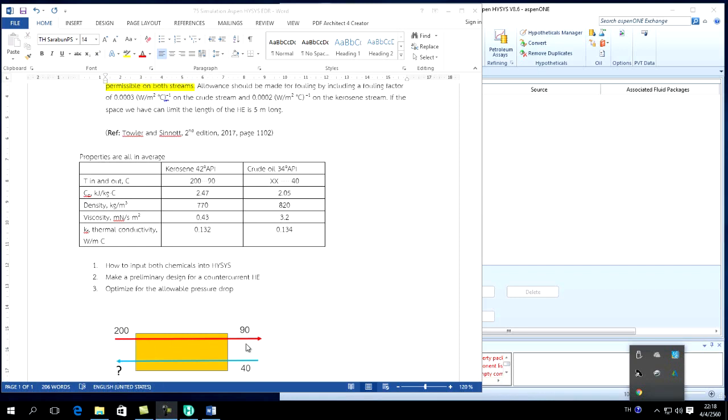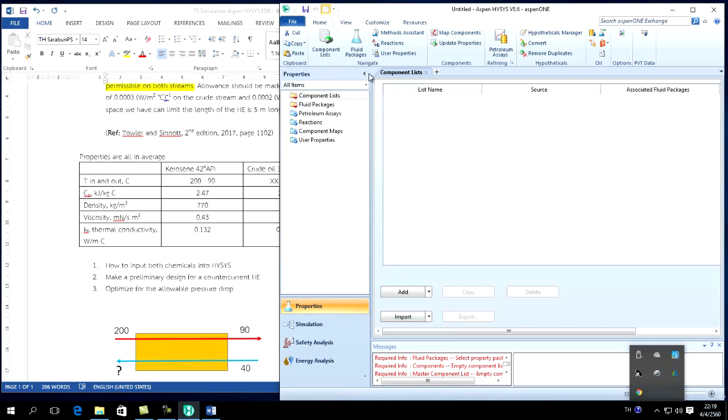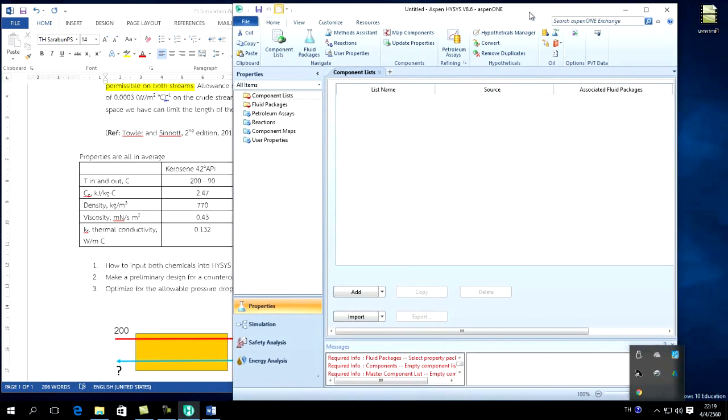The red one stands for the hot stream of kerosene and the blue one stands for the cold stream of crude oil. And the only thing that I know is the density of the kerosene in this range of temperature is about 770 kilograms per cubic meter, and also 820 for the crude oil. This is average density. So what should I do for this simulation?